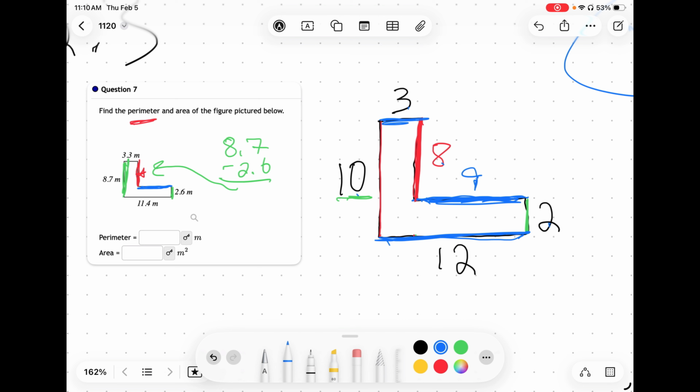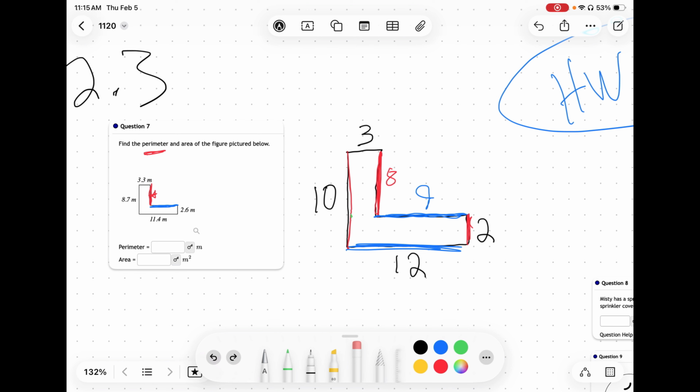So then over here, if I wanted to get the blue section, sorry, let me clean this up a little bit. So now to get the blue section here, I know the entire thing down there is 11.4, and I can subtract 3.3 to get this little section right there. Okay, and I'll leave this in green.